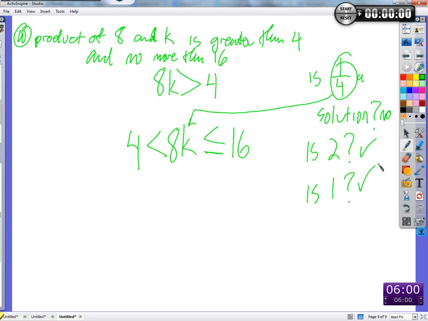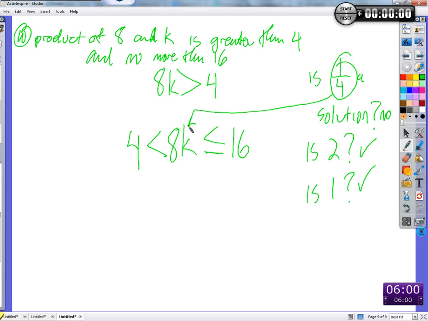How many solutions does this inequality have? 2 solutions? Could you find more? Yeah. How many more could you find? A lot. Are the solutions from 4 to 16? The solutions are the ones that you plug in for k. Could you plug in 4 for k? Is 4 a solution? No, it'd be 32. That doesn't fit.